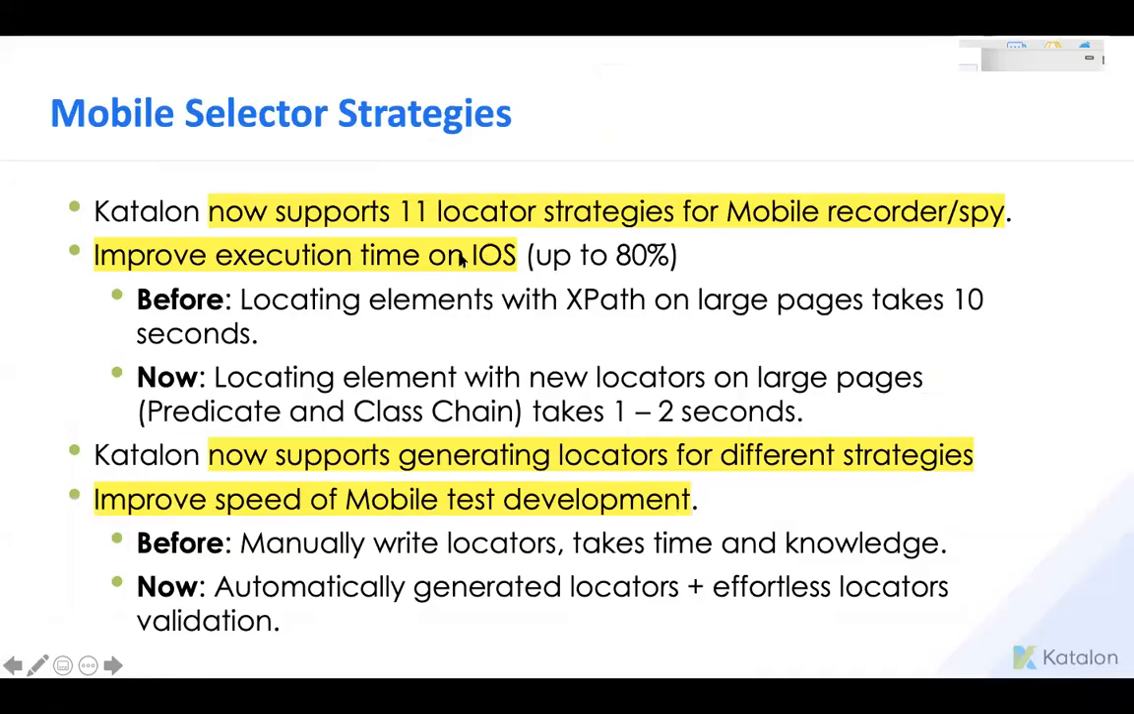So as you can see here, one of our users on the forum has experimented with iOS class chain and XPath, and he found that the execution speed can be improved by 80%, which means from 10 seconds to locate an element down to just 2 seconds with the class chain. So as you can see, this may have a large impact on your mobile testing project. So that is 2 improvements in the mobile testing area.